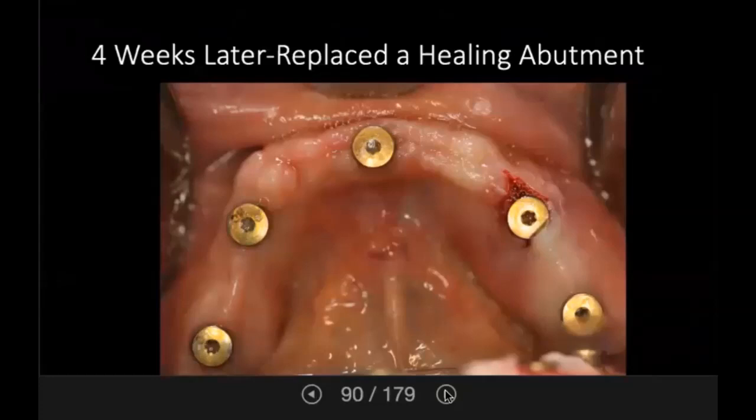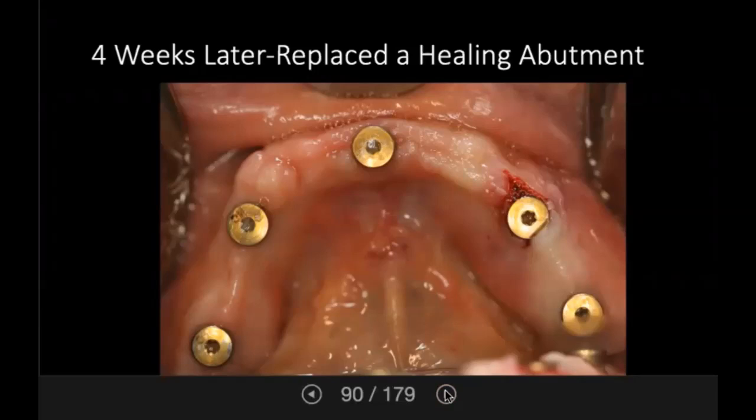Patients are scheduled after 3 to 4 weeks to assess for oral hygiene and the tissue condition around the healing abutments. At this 4-week visit, one of the healing abutments had become loose. The tissue was trimmed and the healing abutment was replaced.